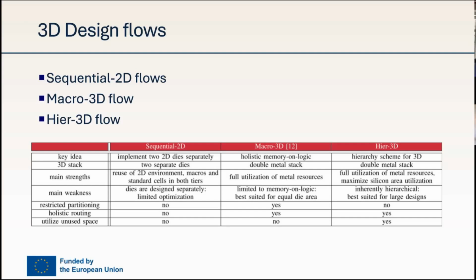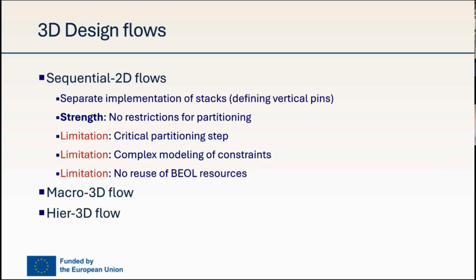What we would like to do is to try to combine the advantages of each of these approaches, so that we get no restrictions in terms of partitioning, that we get a holistic routing approach like in Macro 3D, and that we can also use the space in the different dies to the maximum. Before we start with the explanation, let me summarize again the strengths and limitations of the existing flows.